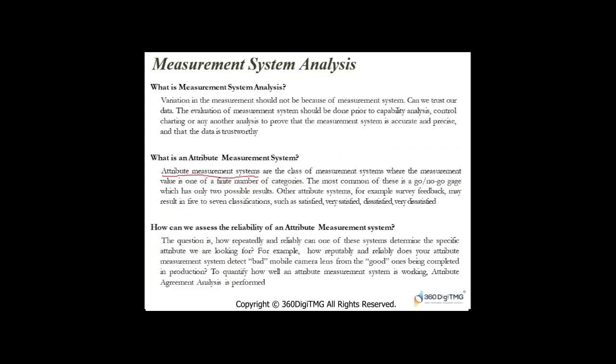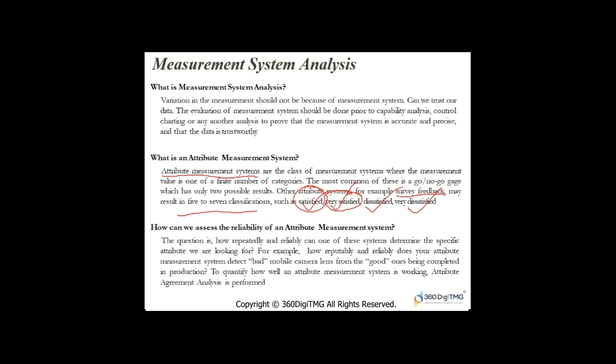Attribute measurement system means the measurement values have a finite number of categories, maybe 2 categories, or if you look into feedback, it might have 5 to 7 categories. Satisfied, very satisfied, neutral, dissatisfied, very dissatisfied. 5 categories, 5 classifications. Can I divide satisfied further? Does it make sense? Can I divide very satisfied? Does it make sense? It doesn't make sense for me.